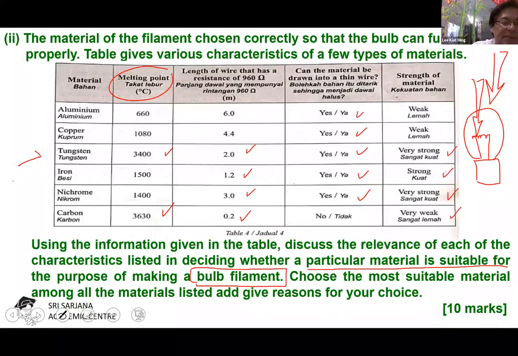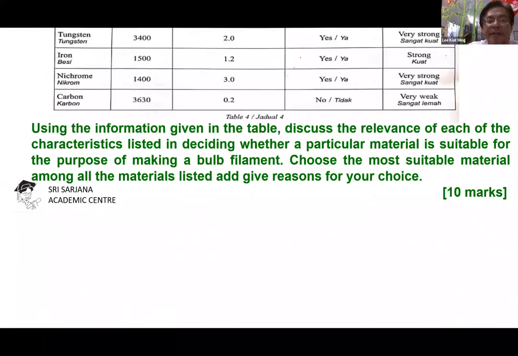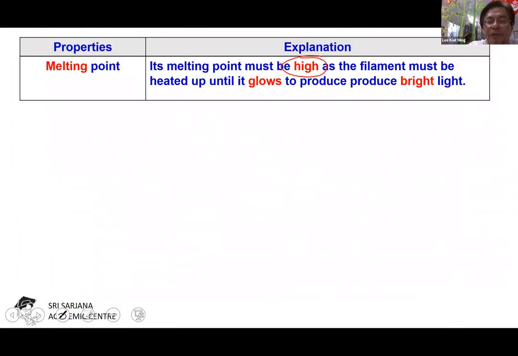Tungsten or nichrome can be used as the filament in the bulb. We also can have nichrome, but nichrome is not as good as tungsten, because tungsten has a higher melting point. We check the answer, clear? Let's take a good look. Melting point must be high so that it will withstand a high temperature, still glow and produce a bright effect.